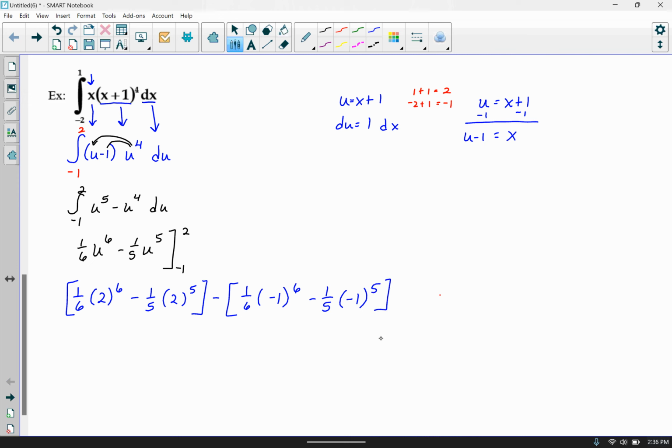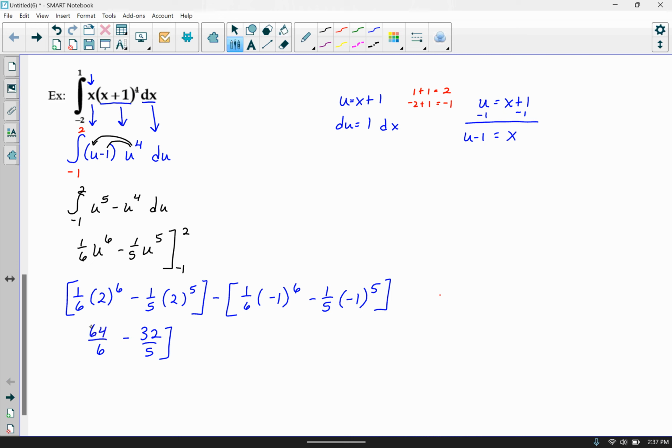All right, so then let's start cleaning up. Of course you can use your calculator, but I'm going to talk you through it. So 2 to the 6th should land you at 64, so that puts me at 64 over 6. Of course, I know that can be reduced, but I'm just going to keep it there for now. 2 to the 5th is 32, so I've got 32 over 5.